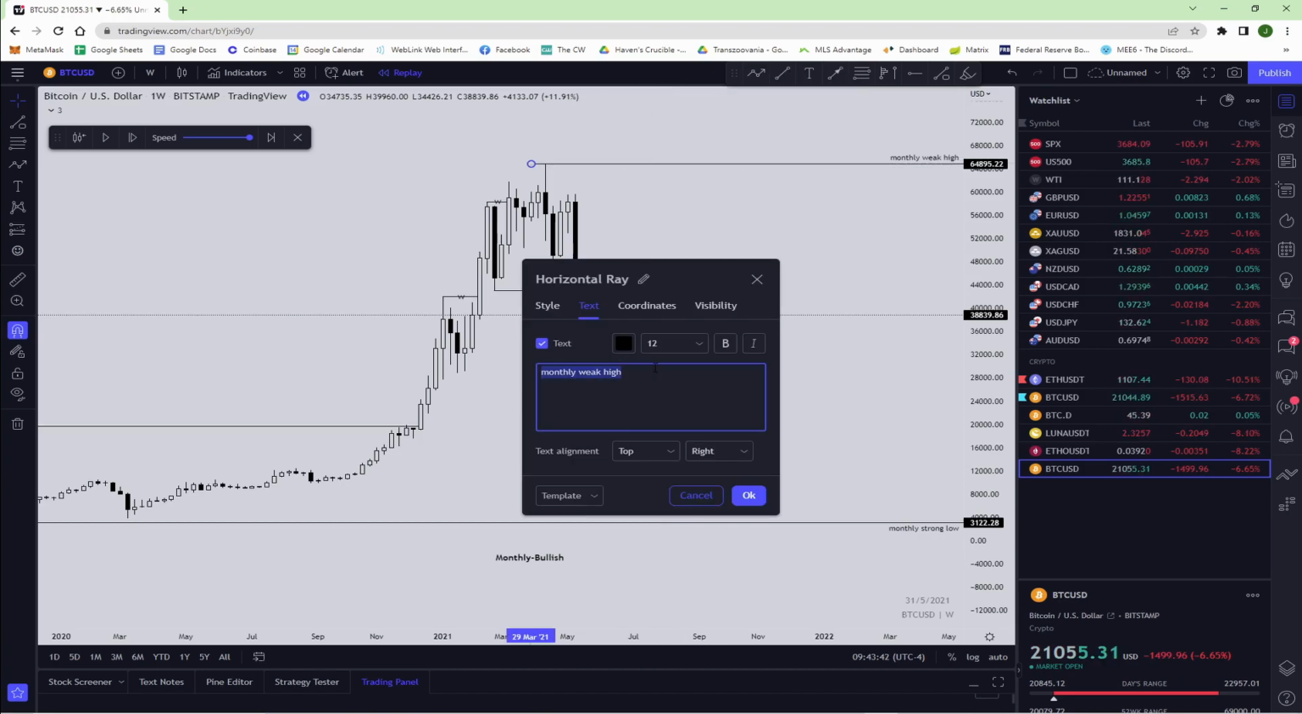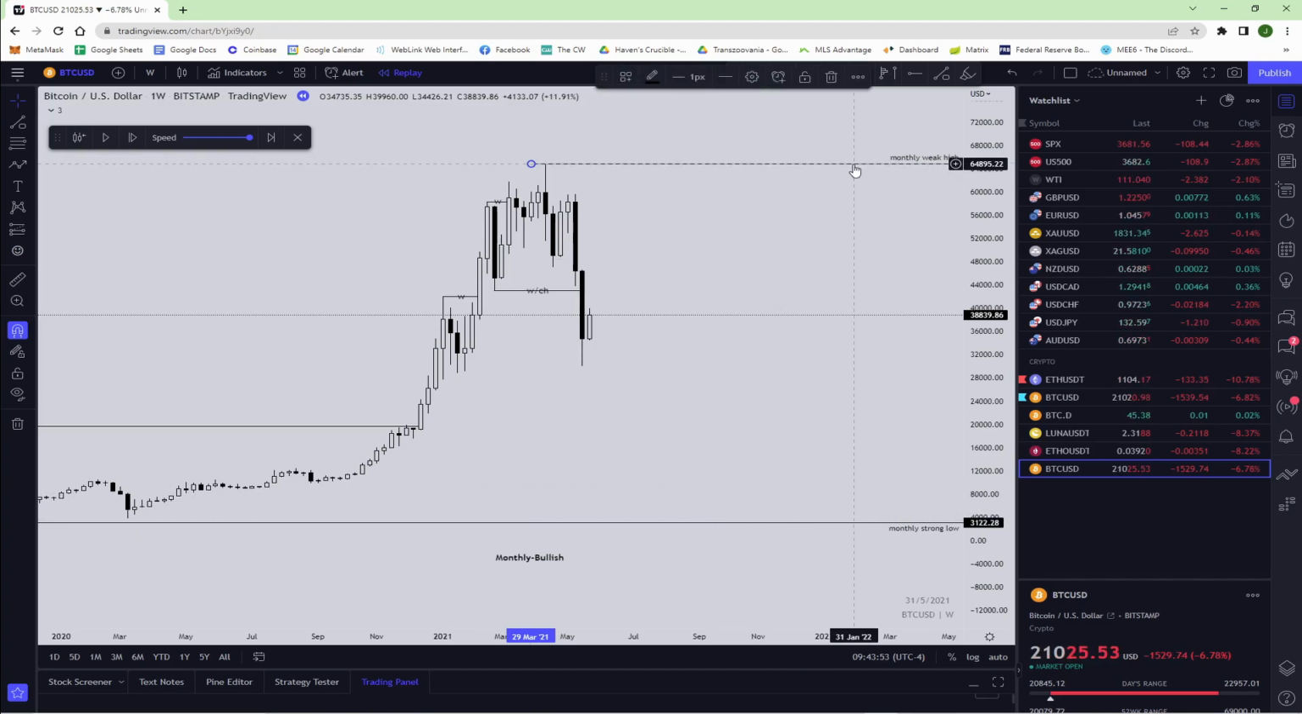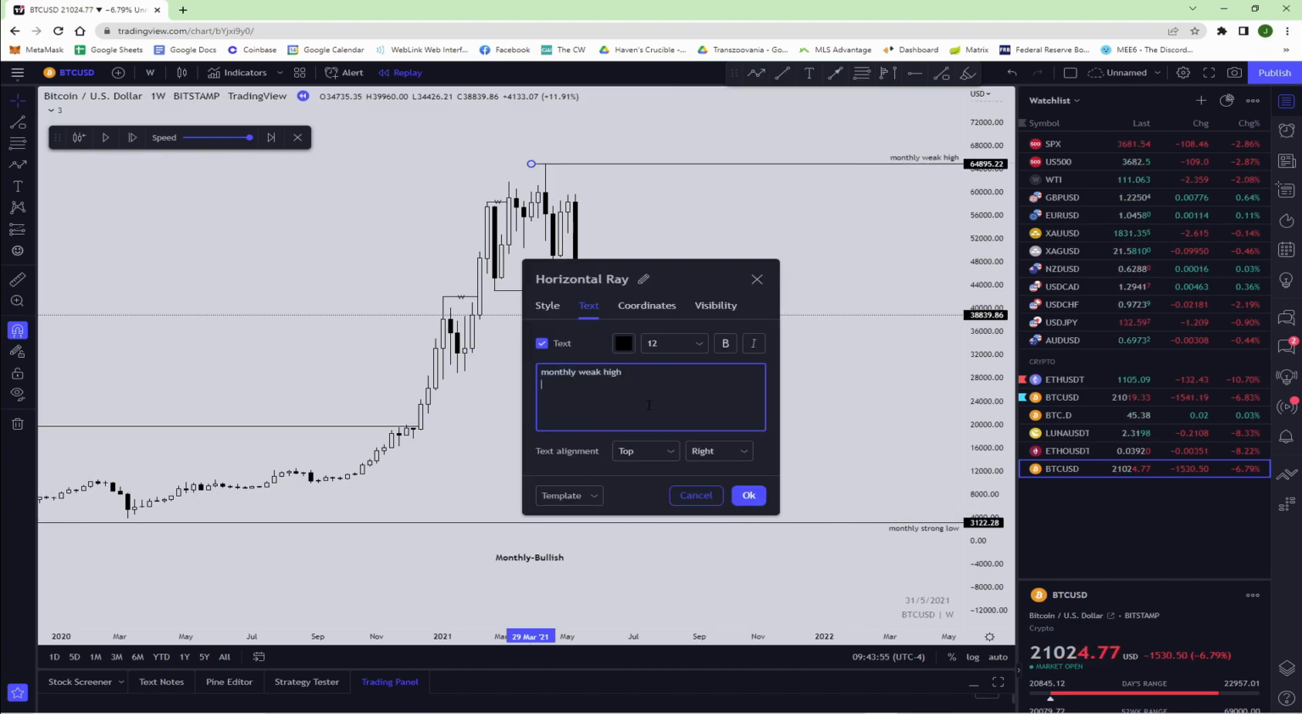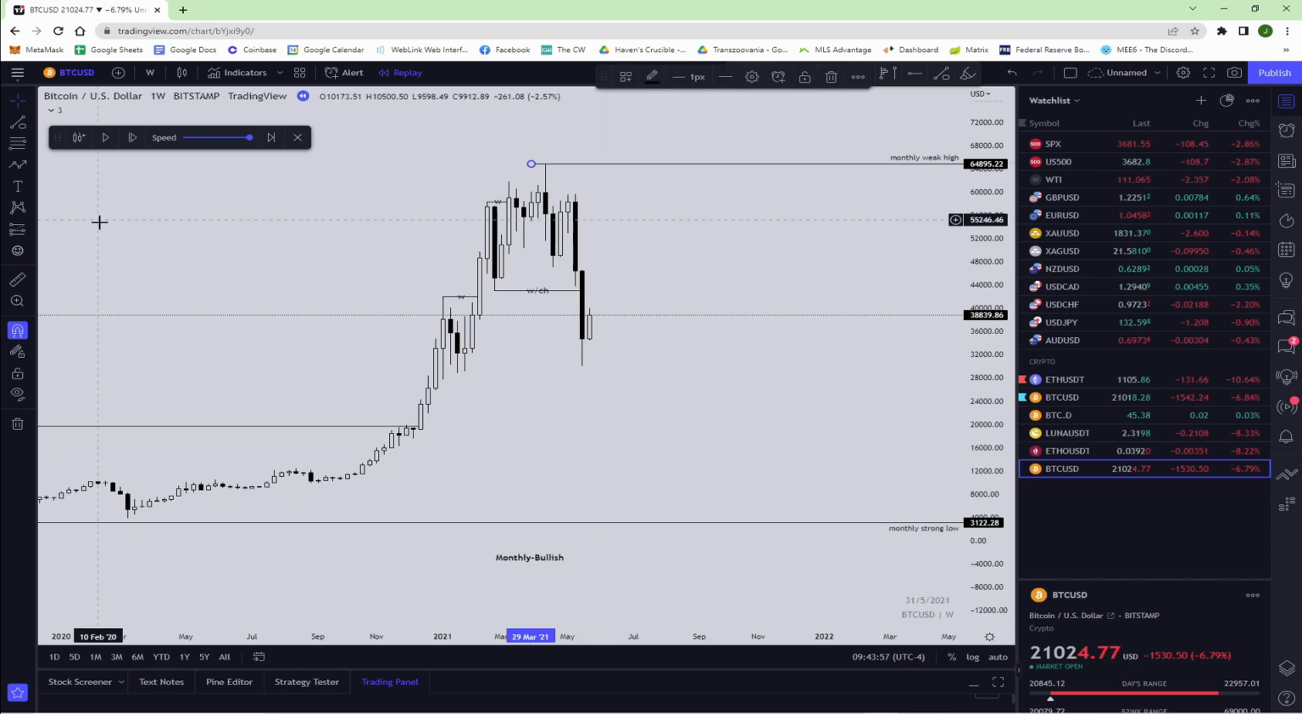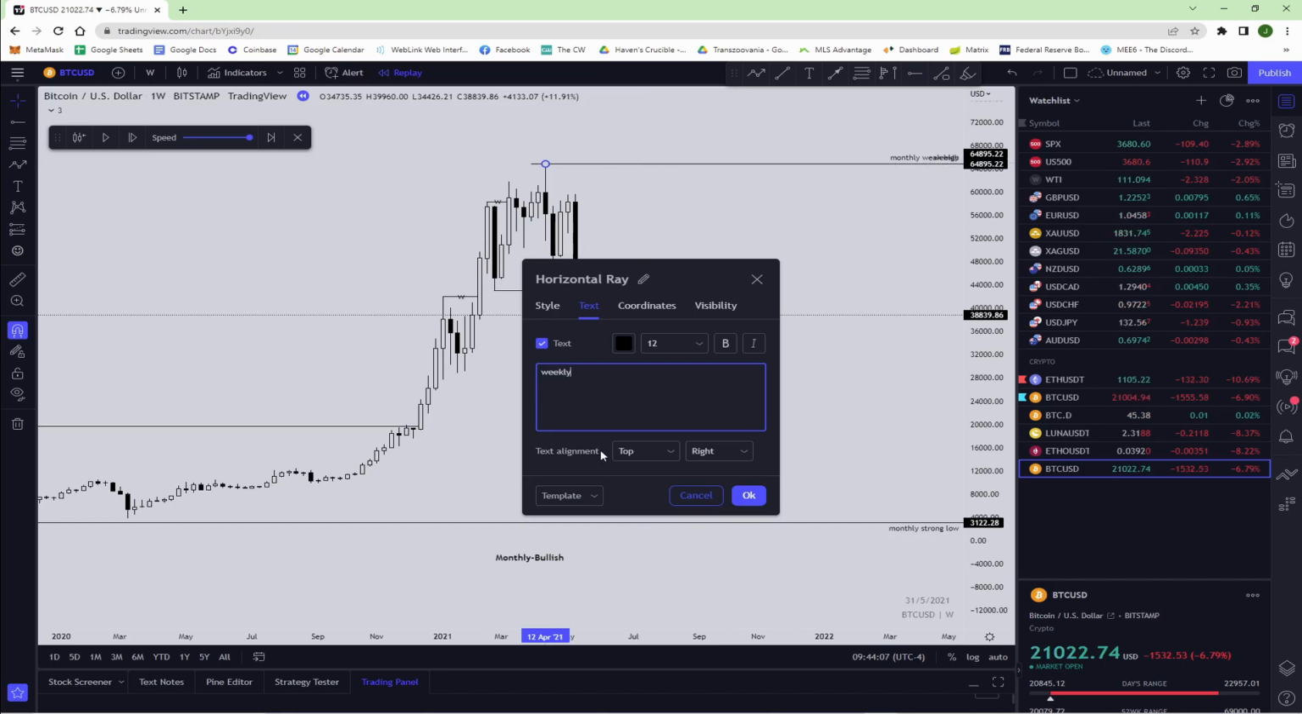This now becomes a weekly strong high and a monthly... Let me do a second line so that I can do it below it.